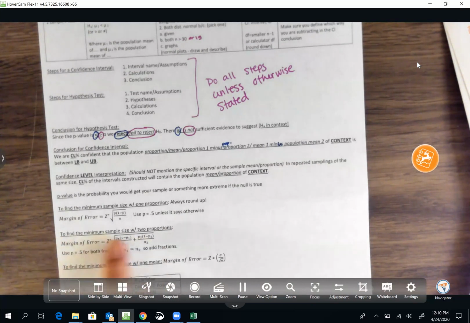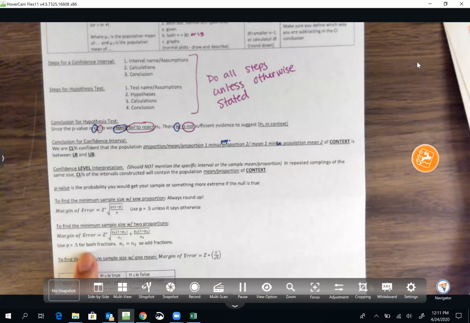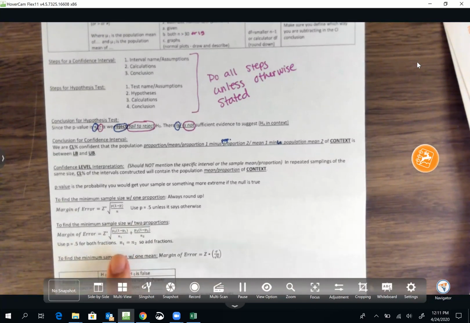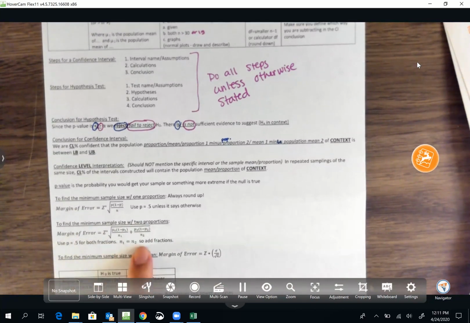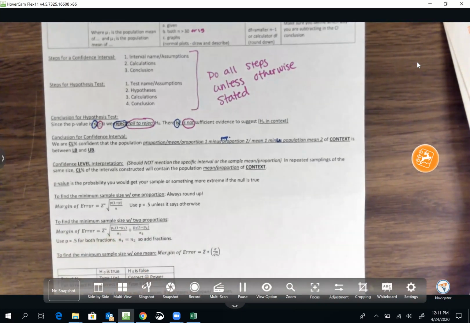Same thing with two proportions, except we have the two separate fractions. We still use 0.5 for both fractions. For a problem like that, n1 and n2 are going to be equal. So n1 and n2 are going to be the same. You're going to be able to add the fractions. Remember not to add the denominators, you only add the numerators.